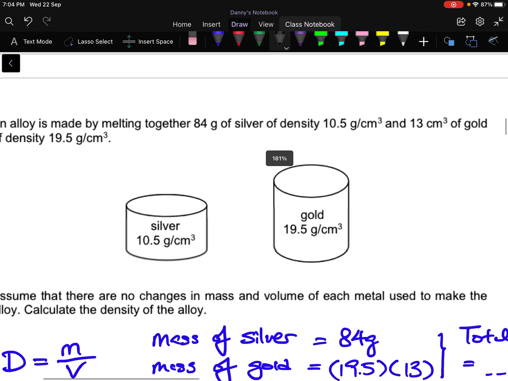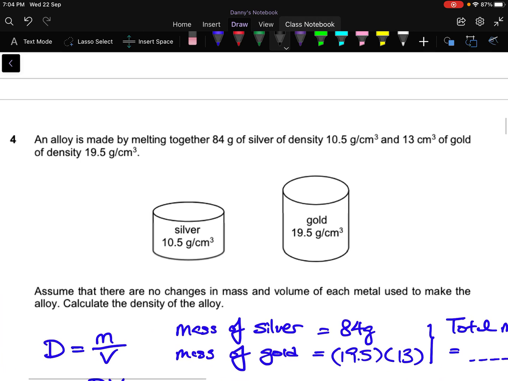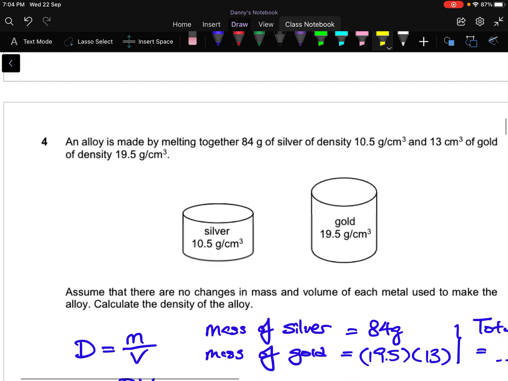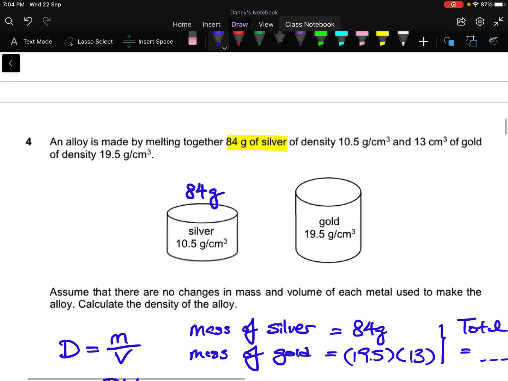Okay, this is your density question. It is just tedious, and you need to be very, very careful. So for me, when it comes to questions with so many numbers, I like to put all the data on my diagram. I use my highlighter and highlight only the values. For example, here I see that there's 84 grams of silver. I would want to put this near my diagram, so that with one look at the diagram, it helps me to solve the question.